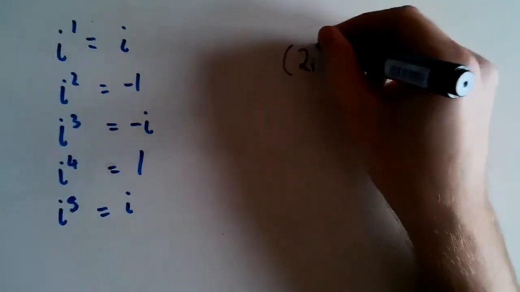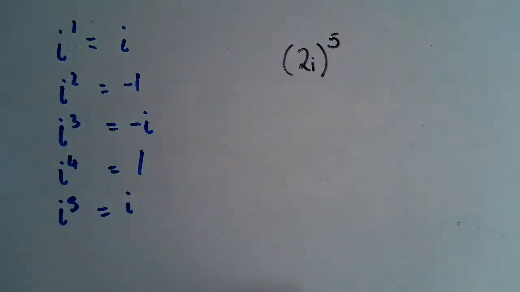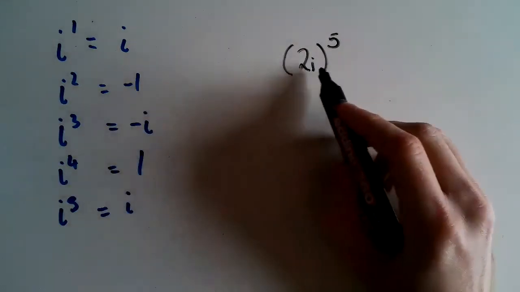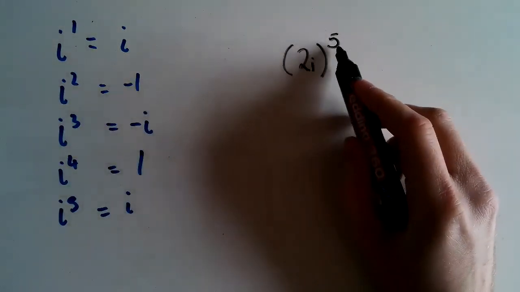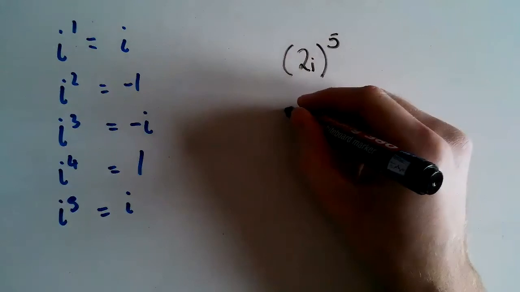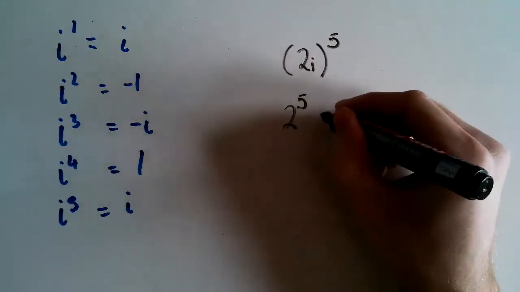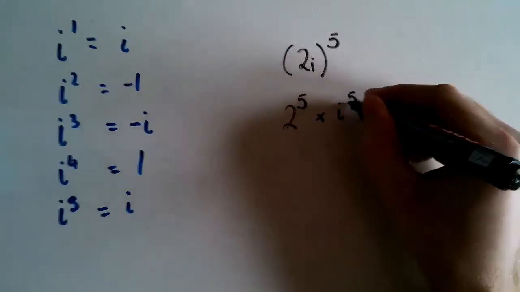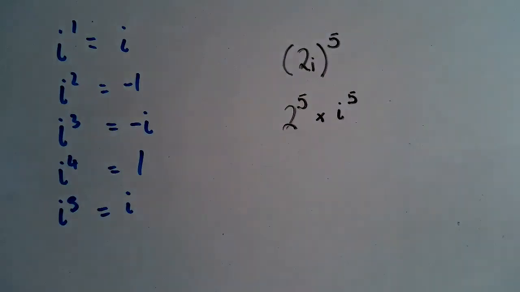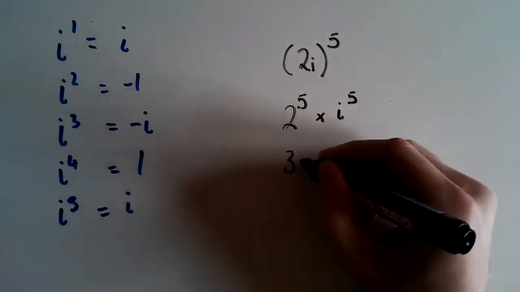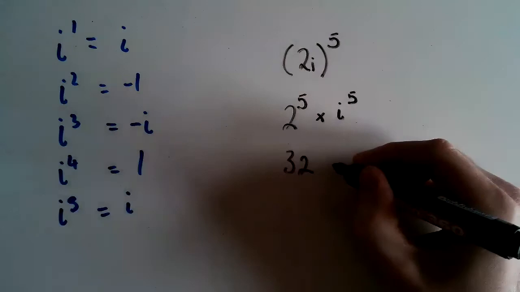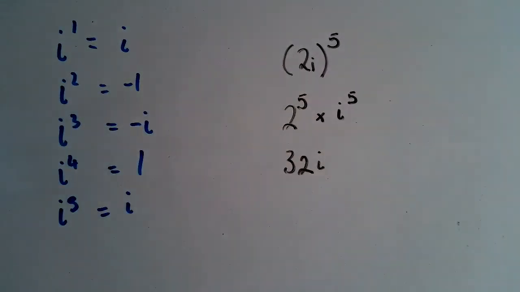2i to the power 5. Well, remember, if there's something in a bracket, two things multiplied together to a power, I can do 2 to the 5 times i to the 5. And 2 to the 5 is 32. i to the 5, we said, is i, so it's 32i.